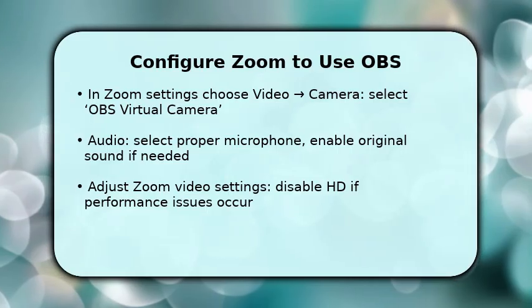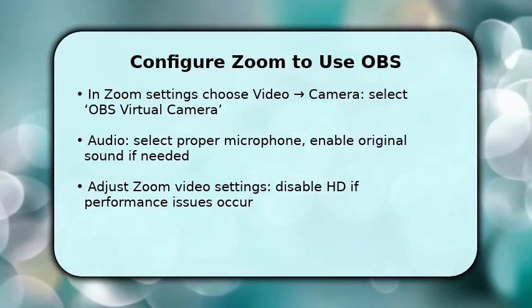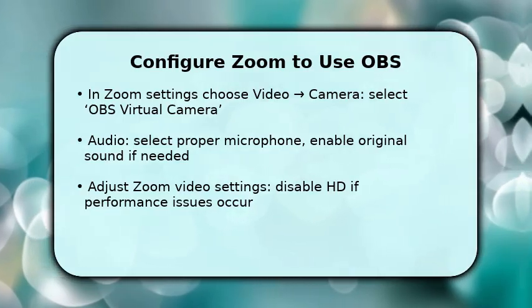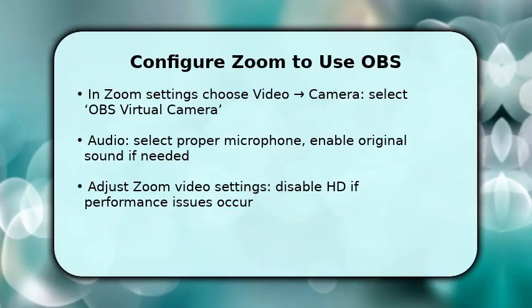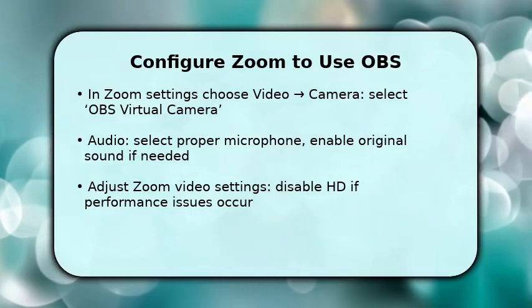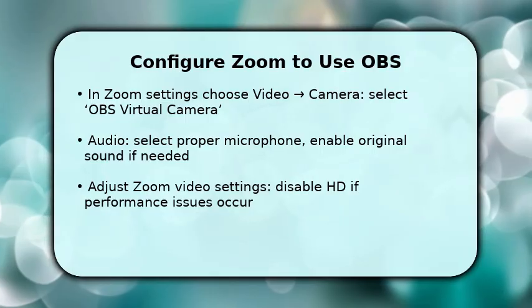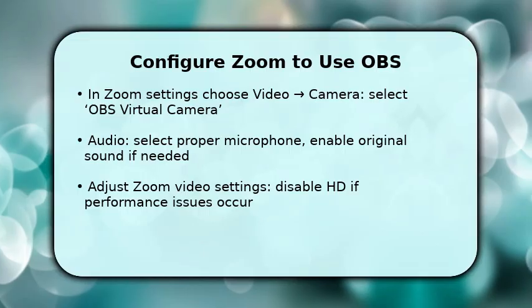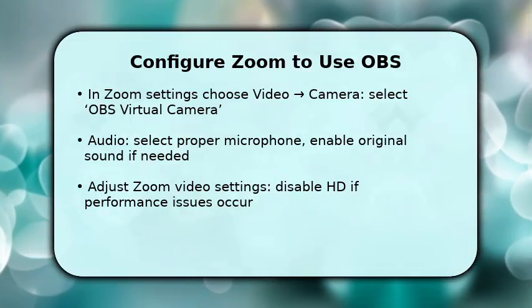Now switch to Zoom and point it at OBS. In Zoom's video settings, select OBS Virtual Camera so your scene appears as the webcam. Next, set your microphone under Audio settings. The mic can be OBS audio if you route it or a separate device. Enable original sound for music or low-latency audio when needed.